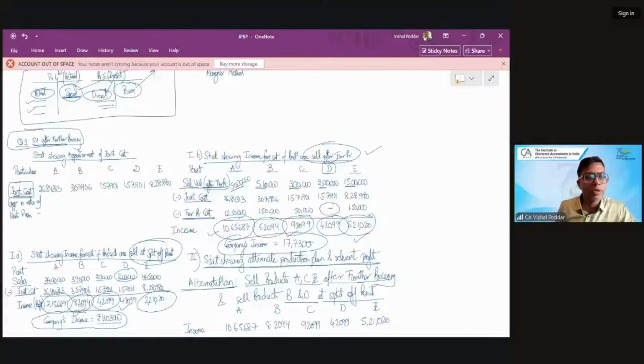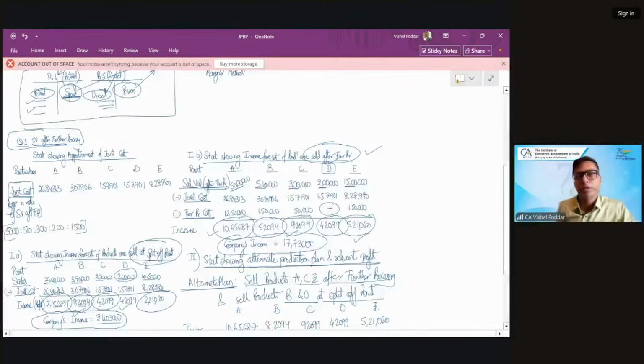So total joint cost remains same. So we apportion in ratio of sales value after further processing. What is the ratio? It is 5,000 is to 510 is to 300 is to 200 is to 1,500. Correct? Now in this ratio, again you'll apportion the total joint cost.